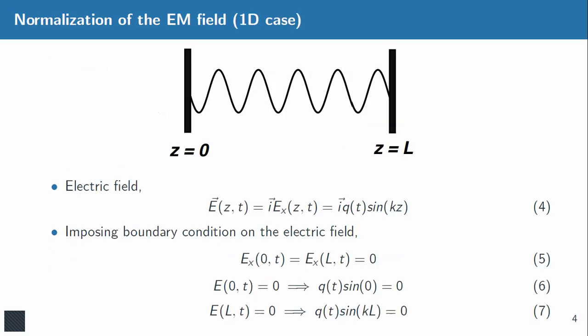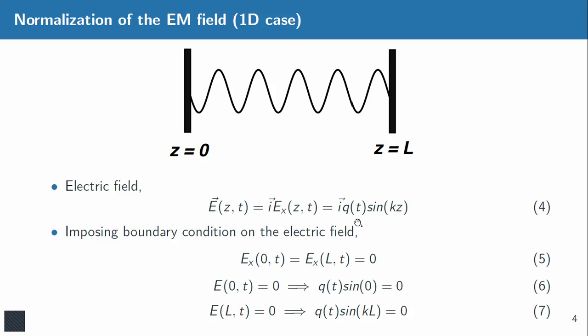So our first task is to normalize the EM field. To simplify the task and analysis, we could assume the one-dimensional case in which we have a cavity and a plane wave in it, and the cavity length is L. And we have the electric field propagating along the z-axis, and it has polarization along the x-axis.